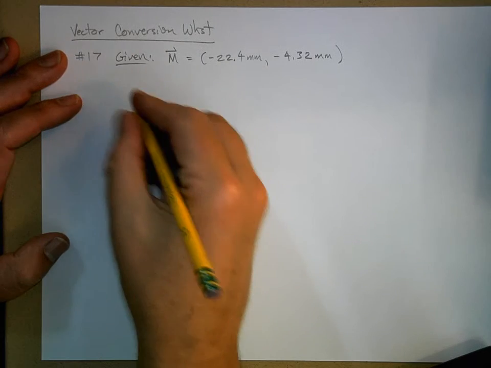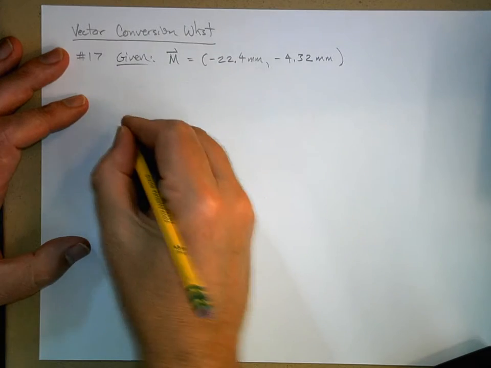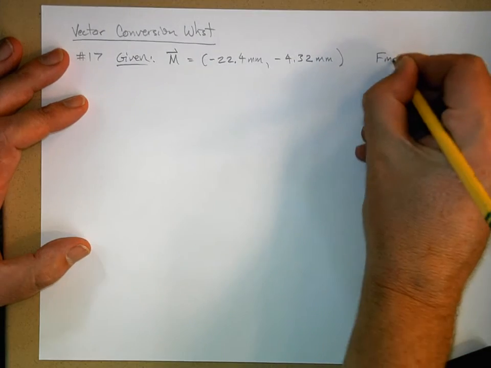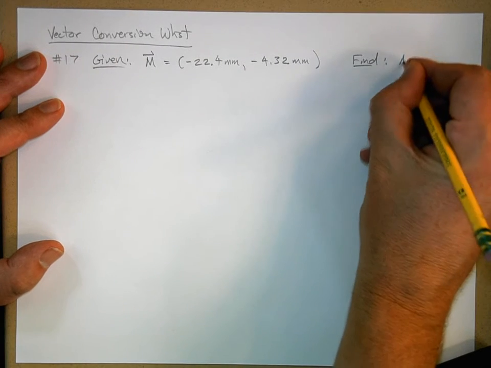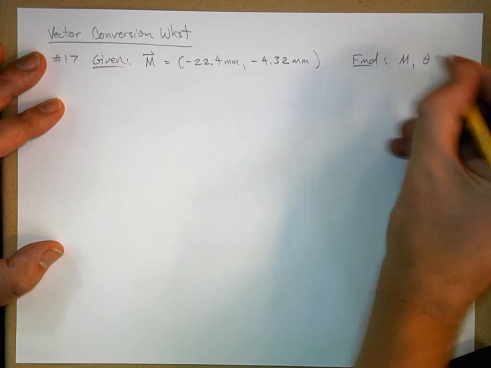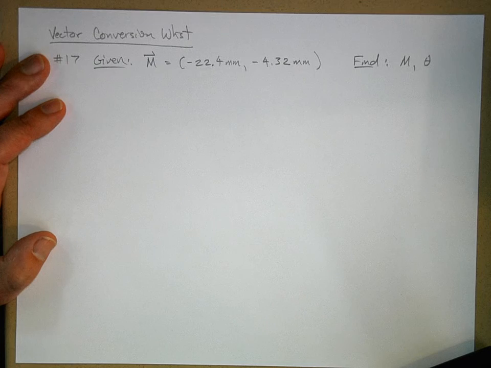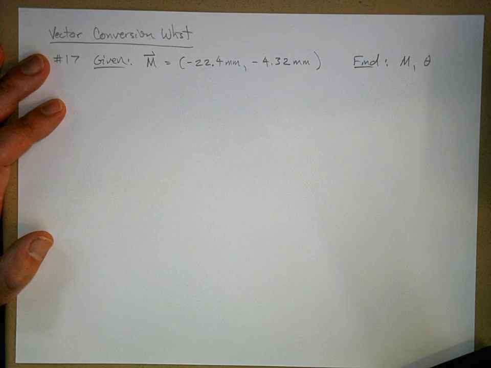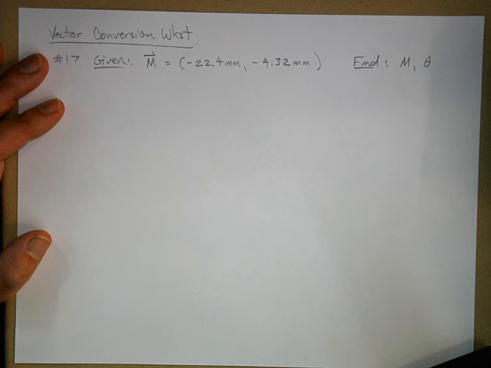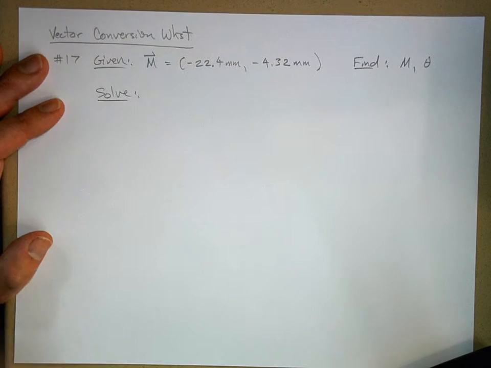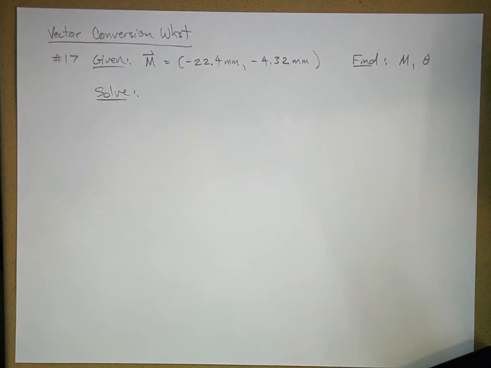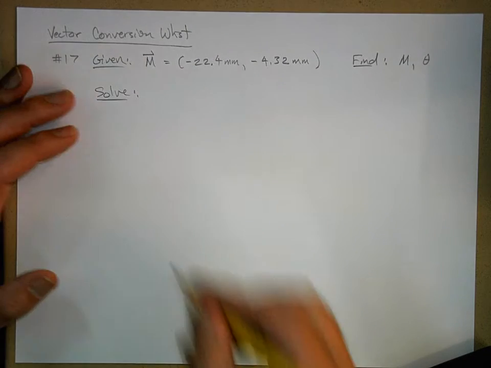All right, now, given, and then what do you want to find? Well, we want to find the magnitude of M, and we want to find the angle that M makes with the positive x-axis. So let's solve it. Now the first thing I do is draw a sketch of the vector.